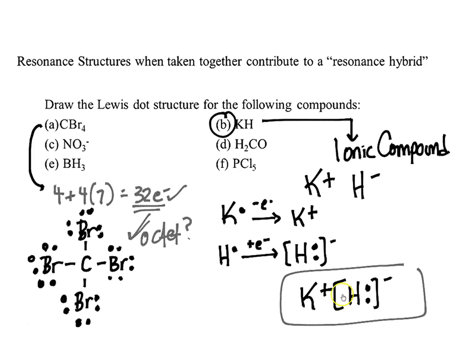And so you don't draw lines between them like you would for a covalent bond. You just draw them right next to each other. That implies that they're stuck together, but not through sharing of electrons, just through the positive-negative attraction.